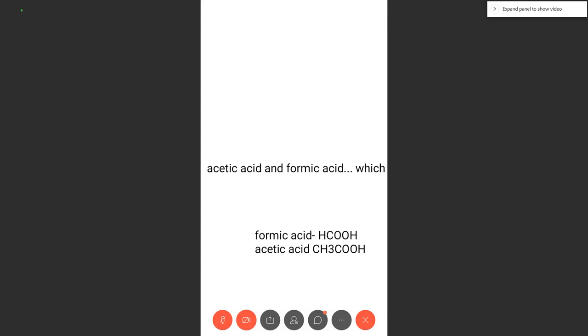In case of acetic acid, the acidity of the compound, the carboxylate anion, gets decreased. But in case of formic acid, it is higher because of the absence of electron repelling character in H than that of the CH3 alkyl group in acetic acid. So this type of questions can be asked. Another type of questions that can be asked.